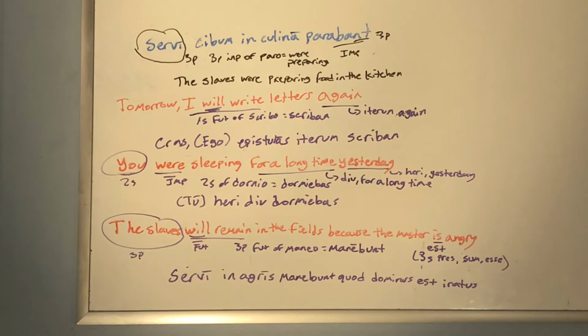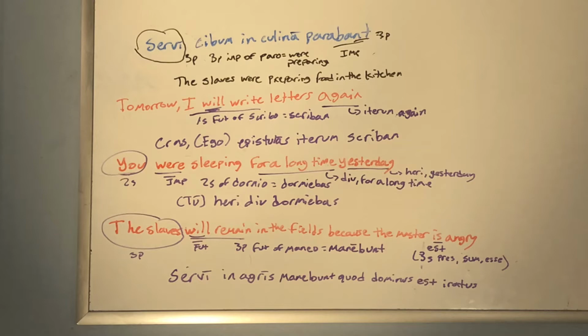The main verb here that I wanted you to translate is will remain. So first, let's find the subject of the sentence. We see that it's the slaves, so we know it's going to be third person plural. Now we move on to the verb, which is will remain. We see the will, we think to ourselves, oh, that is future. So for the third person plural future endings, we're either going to have bunt or we're going to have ent, depending on the conjugation of the verb.